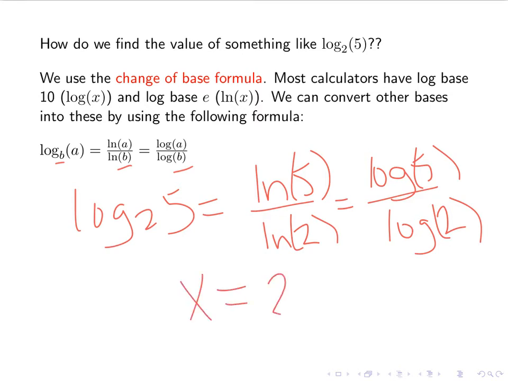And hopefully you'll be getting 2.3219, and it is, like we said, a little more than 2. Okay, and again, if we had done it backwards, we would have got 0.431, and that doesn't make sense. 2 to the 0.431 is nowhere near 5. So always go back and check, does it make sense?